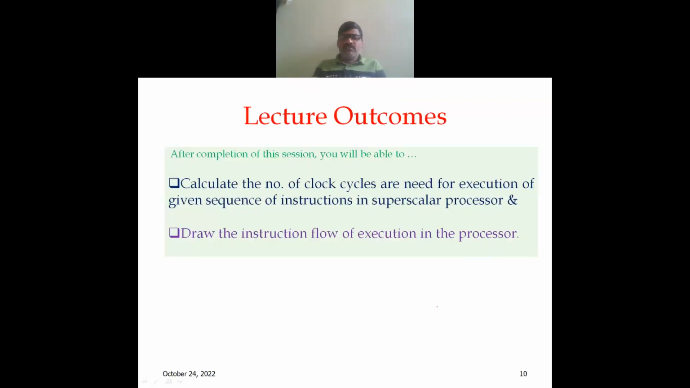So coming to the lecture outcomes, after completion of this session, you will be able to calculate the number of clock cycles that are needed for execution of a given sequence of instructions in a superscalar processor, as well as draw the instruction flow of execution in the processor.